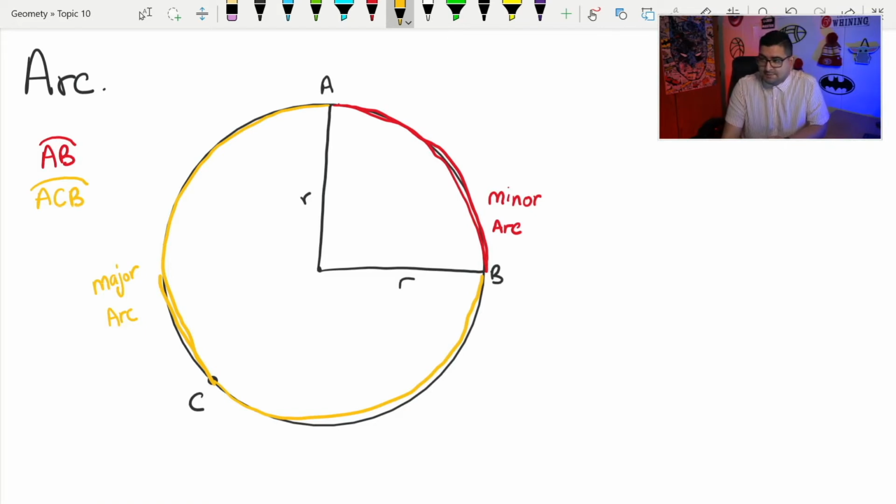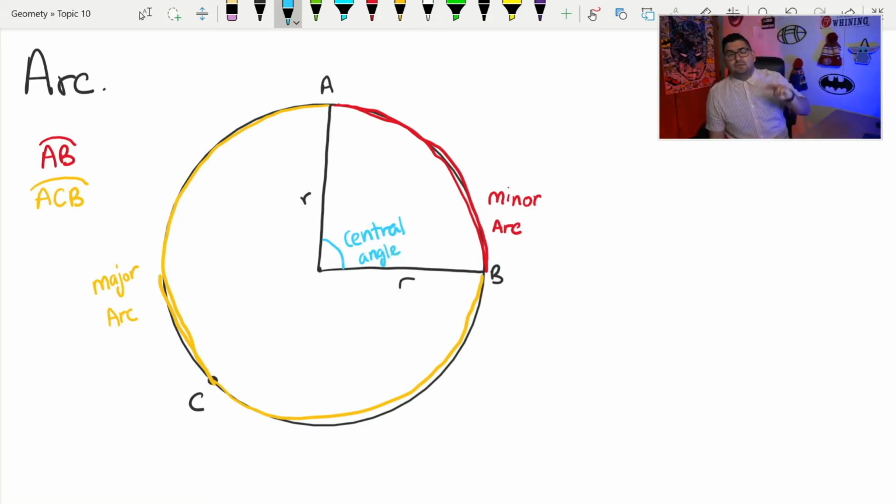Okay, there's another term that we should become familiar with, and that's what we call the central angle. The central angle is this angle on the inside of these two radii. Now what we're going to be doing today is we're going to talk about two ways that you can measure arcs. There's two ways that we actually measure arcs.